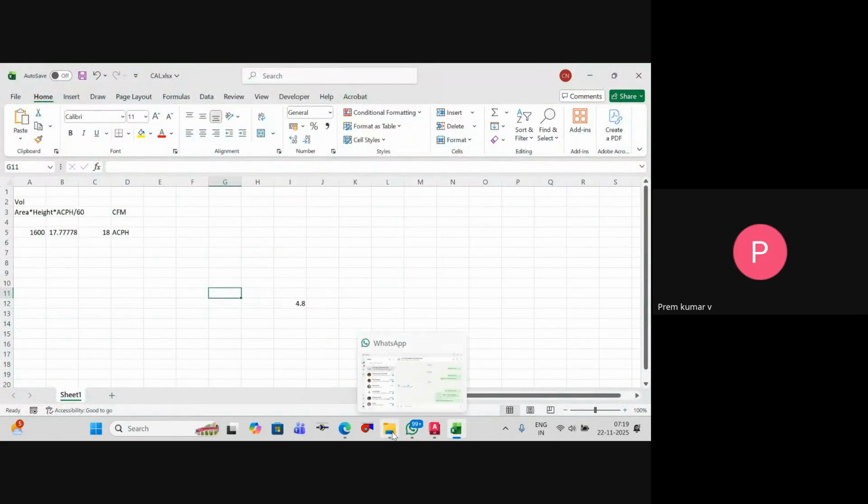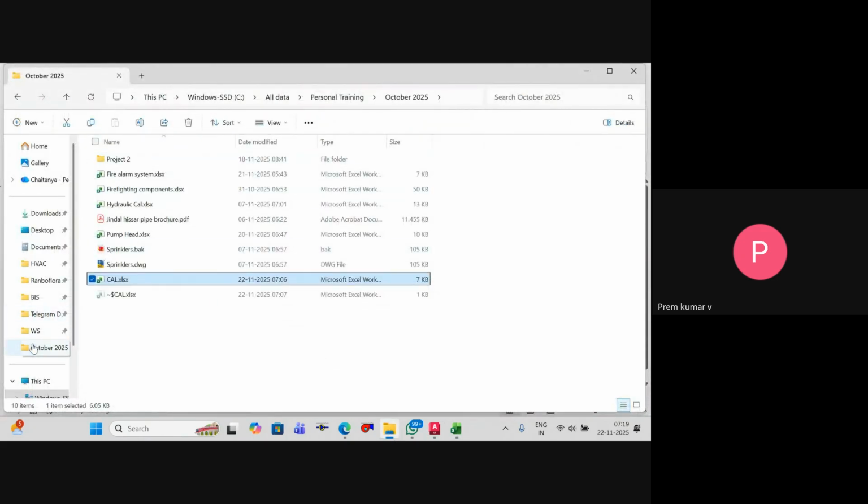Sir, do we have any restriction area for detectors, sir? Like sprinklers are not used in electrical rooms. No, for detectors, there's nothing as such. But yes, we will not use this kind of detectors, especially in kitchens. We'll go for heat detectors rather than smoke detectors.